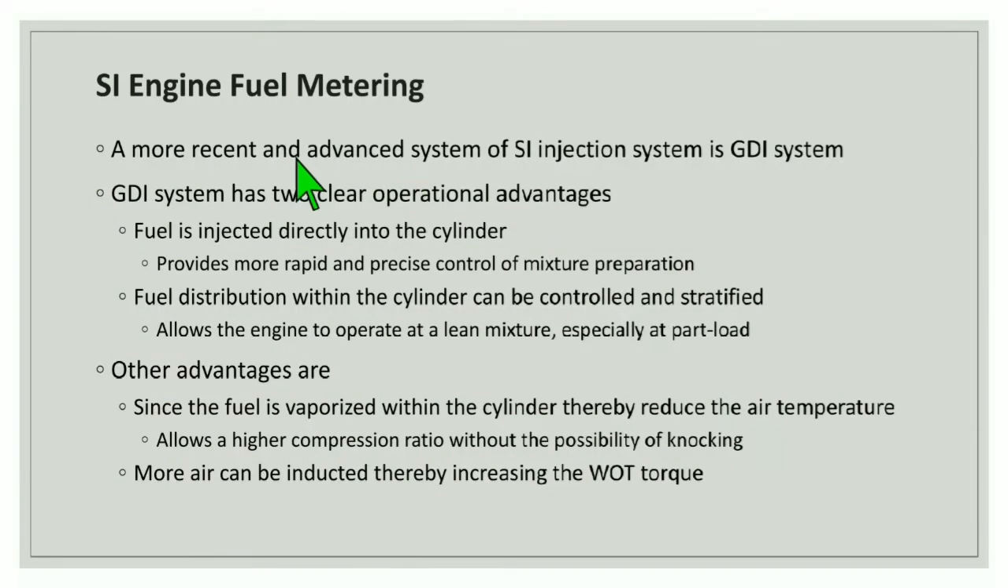A more recent and advanced SI injection system is the GDI system. The GDI system has two clear operational advantages. Number 1, fuel is injected directly into the cylinder, which provides more rapid and precise control of mixture preparation. And number 2, fuel distribution within the cylinder can be controlled and stratified, which allows the engine to operate on a lean mixture, especially at part load.